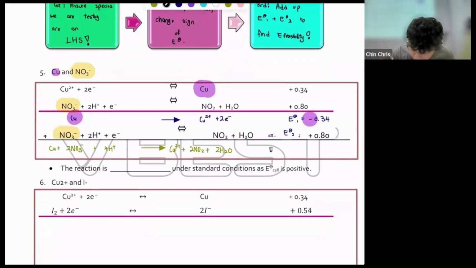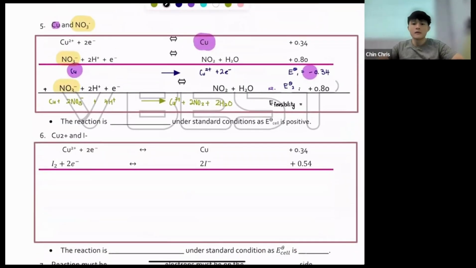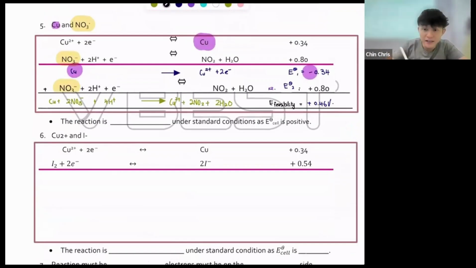And guys, what is my E feasibility? Please add up the value. How much is it? 0.8 plus negative 0.34. The answer is positive 0.46. So guys, is this feasible? Yes, the reaction is feasible. So this reaction is feasible under normal condition.